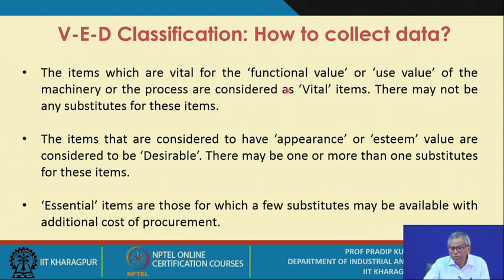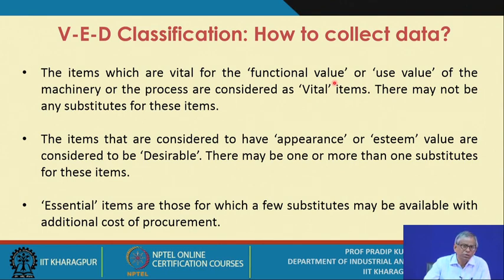So the items which are vital for the functional value or the use value of the machinery or the process are considered as vital items. You may be knowing that any product, you should be aware that there are 4 types of values a product or item may have. The first one is obviously the functional value or the use value, right? The second one is the appearance or esteem value, aesthetic value. The third one is the cost value, and the fourth one is the exchange value. So here for the VED classification we refer to the functional value. Okay, so the items which represent the functional value of the product where it is used.